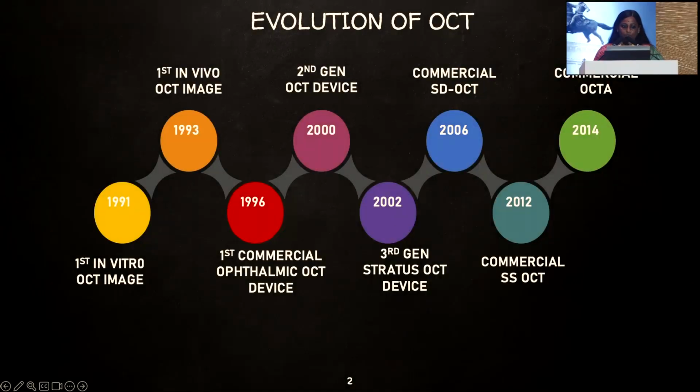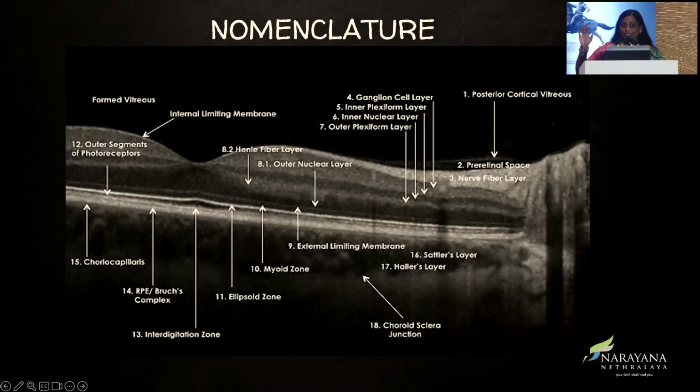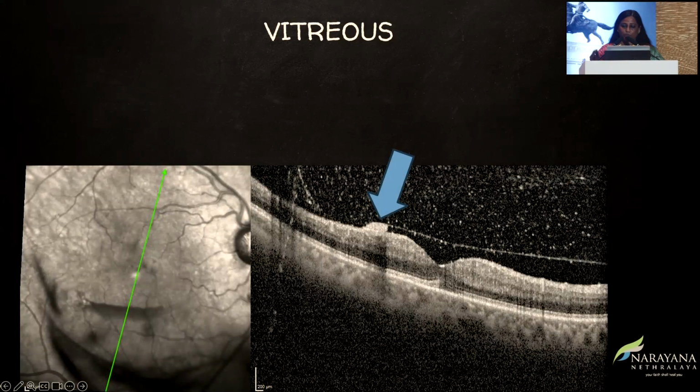OCT was first done in 91, and over the years it has evolved, of course, to SD-OCT, SS-OCT, and now OCTA. So I'm skipping that part. To interpret an OCT, one must know what a normal OCT looks like, and it looks like this. We have a nomenclature that gives us these 18 points of all the layers on the OCT. One must know this to be able to interpret at which layer what disease is existing. It's always better to understand and read every OCT layer-wise so that one does not miss things. So I'll go similarly, with a mix of a few common conditions that are seen.